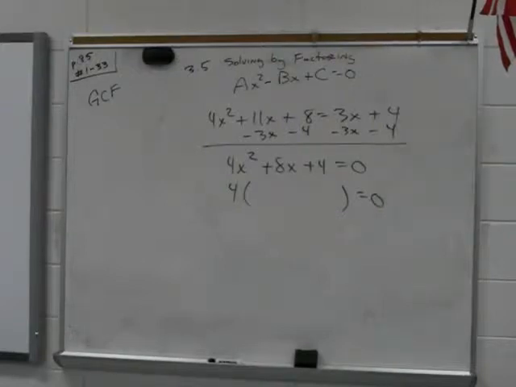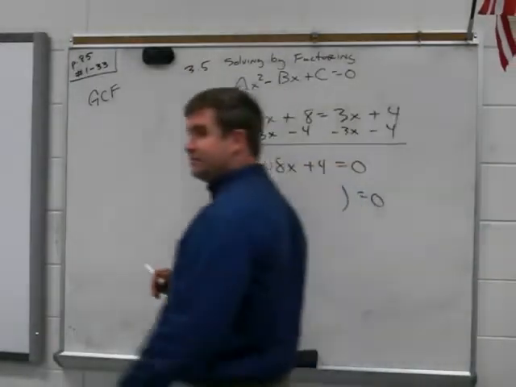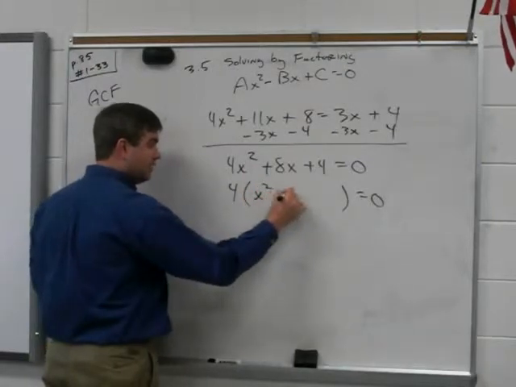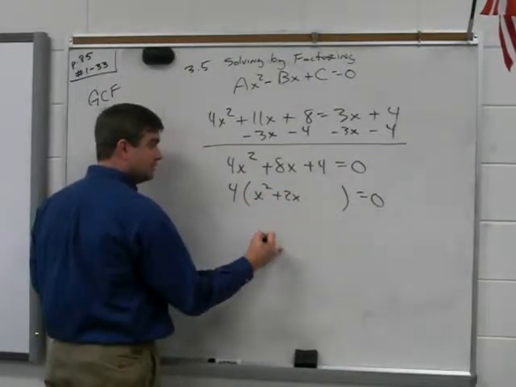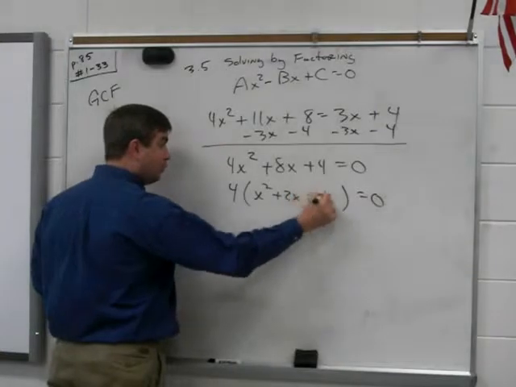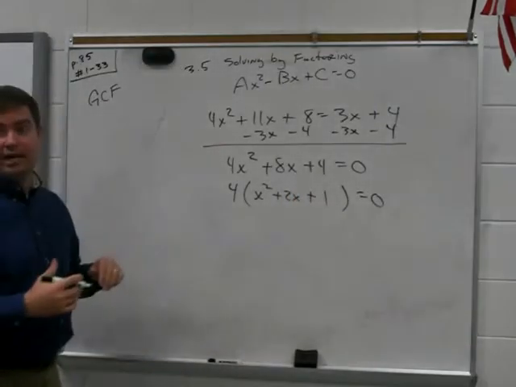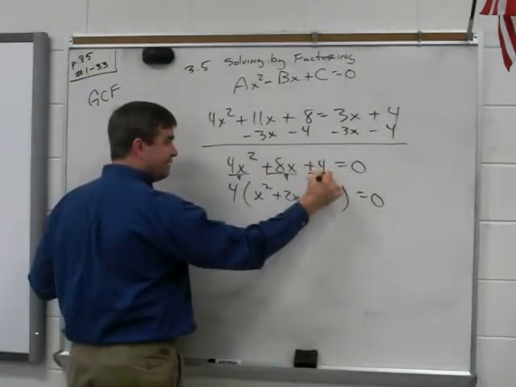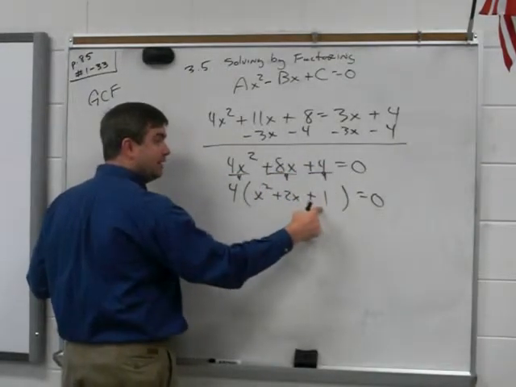All right, here we go. We pull the 4 out, and what's left underneath? x squared plus 2x plus 1. Some people think the 4 goes away, right? Remember, you're dividing by 4, dividing by 4, dividing by 4. 4 over 4 is 1, not 0.